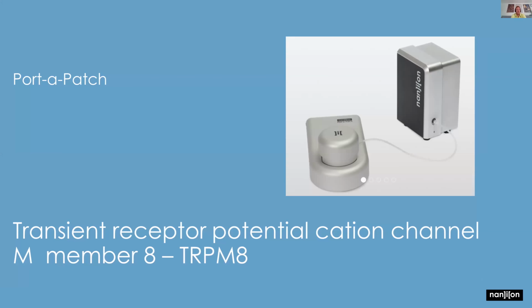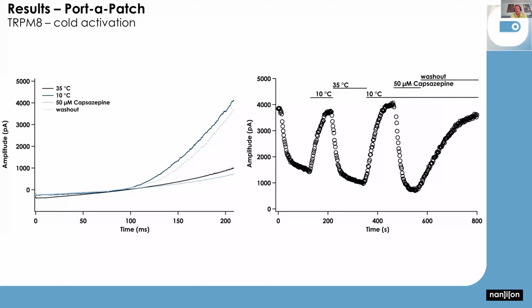So, for the PortaPatch, we applied cold-activated TRPM8 channels. This is one of the unique features of the PortaPatch: cooling down the housing and the whole experiment to 10 degrees, we were able to perform it. As you can see on the original recordings and on the time course recordings, at 10 degrees we were able to activate a very nice current.